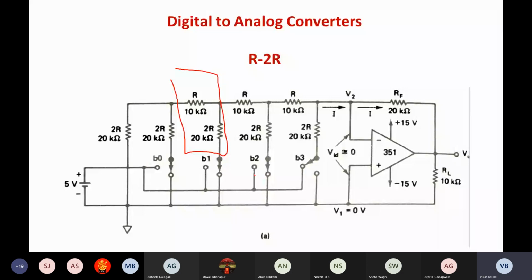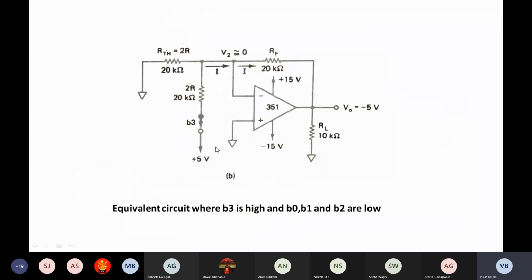Now I have taken 4 bits here; if I take 8 bits, it keeps on increasing. So in such a time, for this entire setup I need to use Thevenin's theorem and I need to Thevenize the circuit. So what I'm going to do is reduce this whole circuit and come out with one more equivalent circuit, which is nothing but this circuit. So this is the equivalent circuit where B3 is high and all V0, V1 and V2 are low. So why did it come out like this?